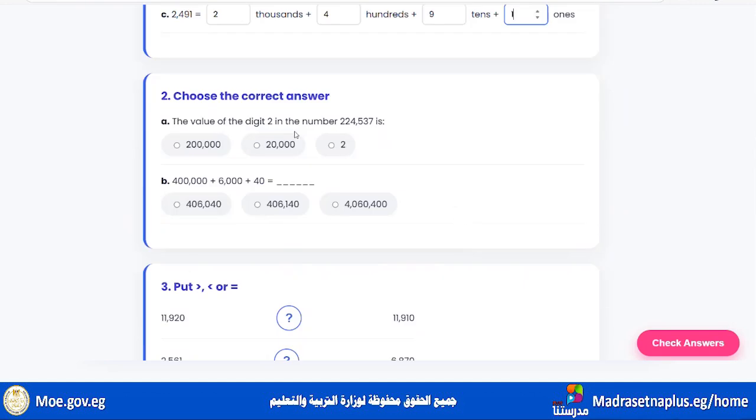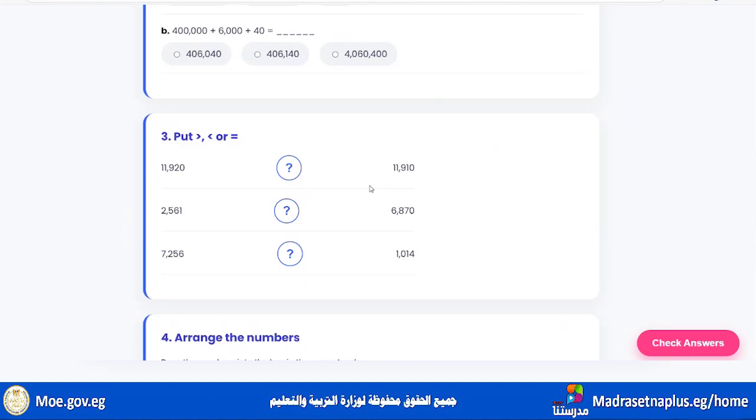The value of the digit 2. We have 2, 2. So 220. You can choose any one of them. 400,000. This is expanded form. 400,000, 60,000, 40. That's not for you. 400. Yes, this one. Put greater or less.